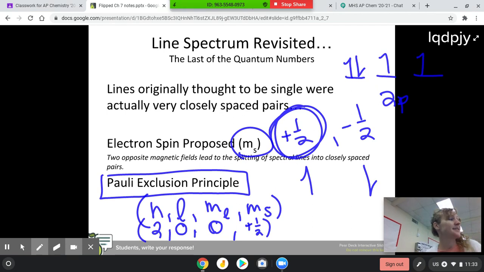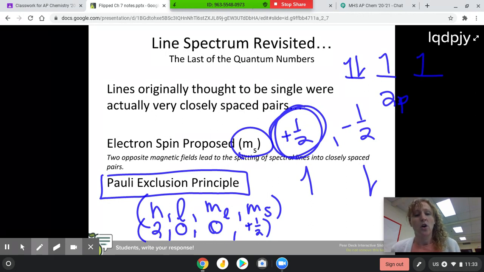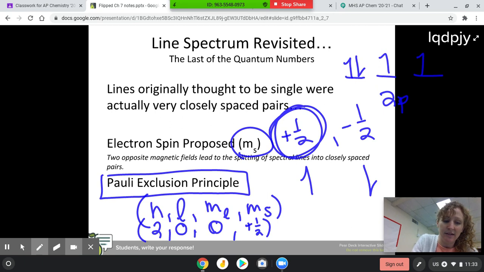So we say these things, we have these things stated, like second energy level, S shape, only orientation spinning up, but we can also quantify that. We can numerically represent that in something like this.